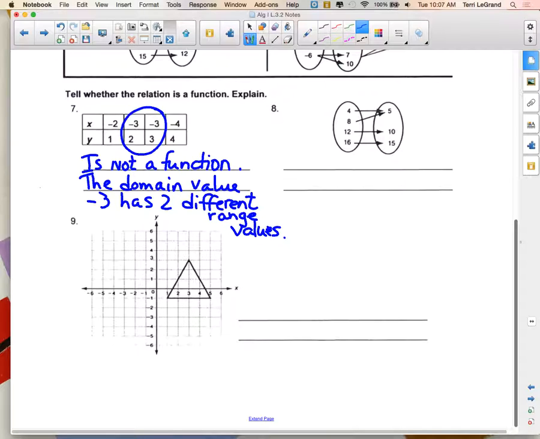Yeah. So the domain value of 4, what's its range value? 5. The domain value of 8, what's its range value? 5. It's got its own though, doesn't it? Yeah. Right. How about 12? Does it have more than one range value? No. How about 16? Does it have more than one range value? No. So this is a function.